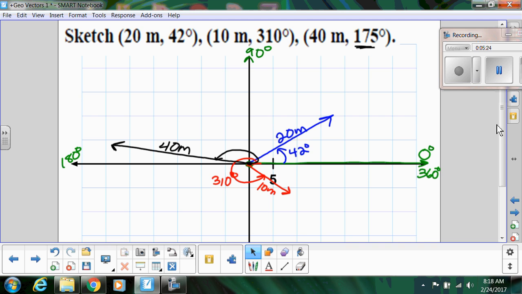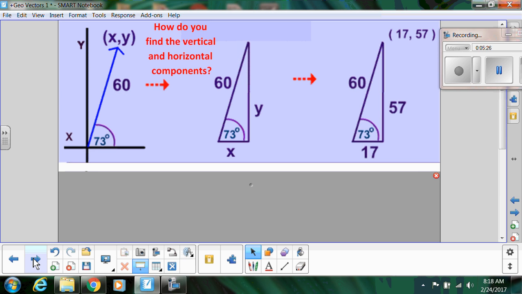All right, so then on the next part of your notes, we're going to be calculating the horizontal and vertical change of each of these vectors. So how do we find these vertical and horizontal components? Well, if I have a vector drawn, like I do here, it says 60 and then it's at 73 degrees.